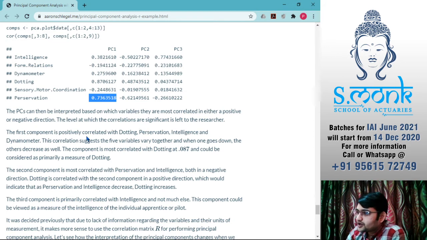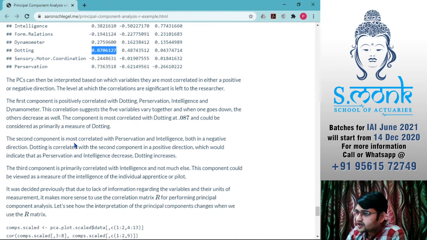The first component is positively correlated with dotting, perseveration, intelligence, and dynametrics. This correlation suggests that these variables vary together, and when one goes down, the others decrease as well. So these are telling us that we have 5 variables that are varying together. The component is most correlated with dotting at 0.87, and could be considered primarily a measure of dotting. So we can assume that principal component 1 is representing dotting very well.